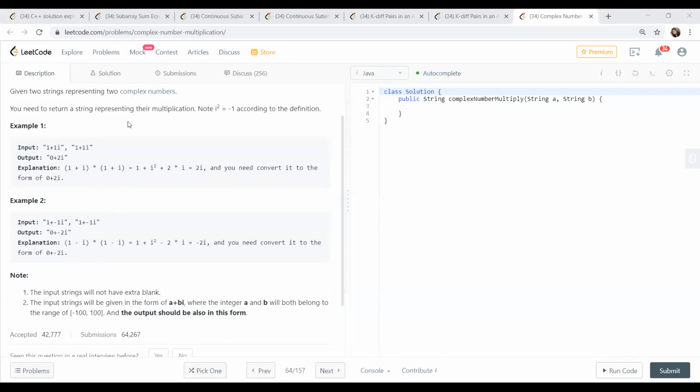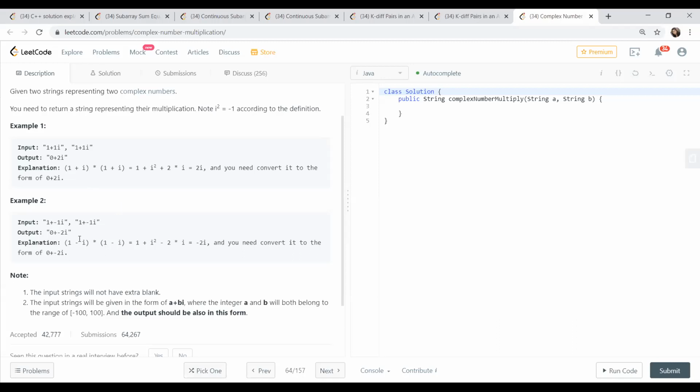Yeah, so you need to return a string representing their multiplication. We know that i squared is equal to -1, iota squared is equal to -1. From here, as you can see in the example, when we multiply, after multiplication we get this equation. And after solving this, we get 2i. So you need to convert it to the form of 0 plus 2i. If you don't have any number before iota, you need to put 0.